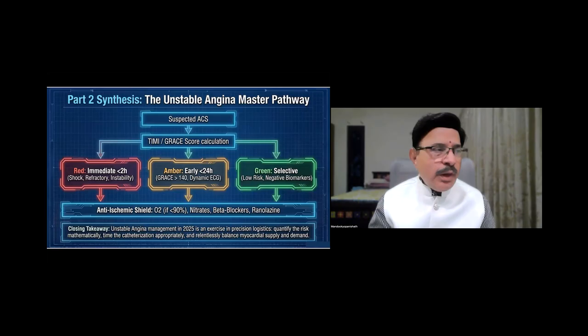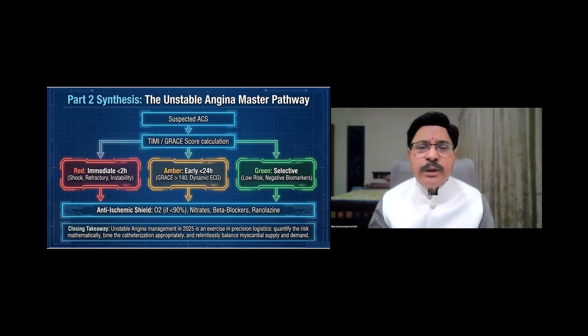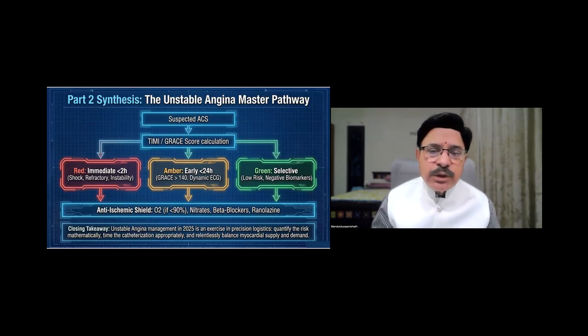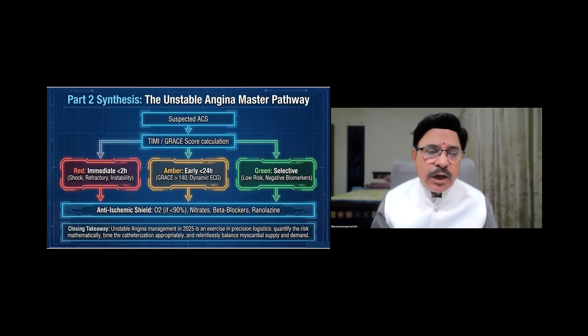Now, we are closing. Part 2 synthesis, we are coming. Suspected ACS, GRACE score calculation. Red line: shock, refractory instability, within 2 hours. Amber: GRACE score more than 140, dynamic ECG changes, then put him on the amber line. And green line, low risk, negative biomarkers, anti-ischemic shield, that is oxygen if less than 90, nitrates, beta blockers, and ranolazine.